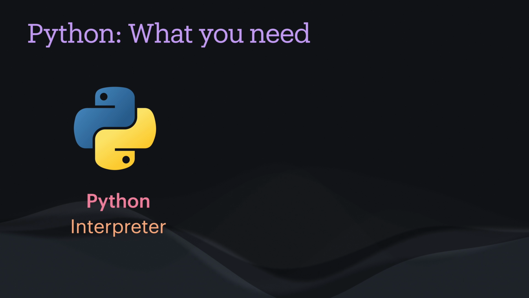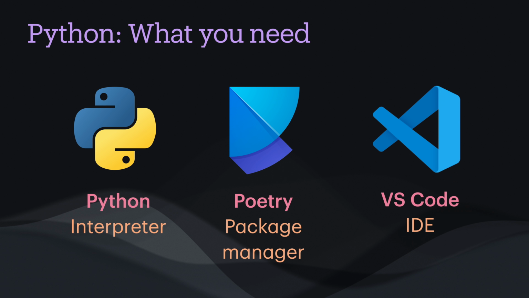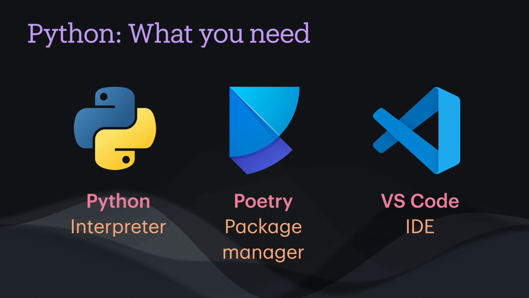First, you'll need Python, the interpreter. This is the program that's actually going to execute your code. Second, we'll need a package manager, and for us that's going to be Poetry. A package manager is the program that lets you handle and manage all the libraries that you need for a given project. And finally, we'll need an editor, and for that we'll use VSCode, or Visual Studio Code, an editor by Microsoft that's now one of the most widely used editors for Python.